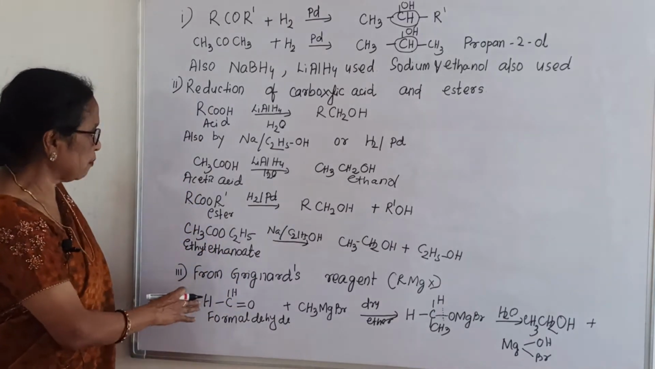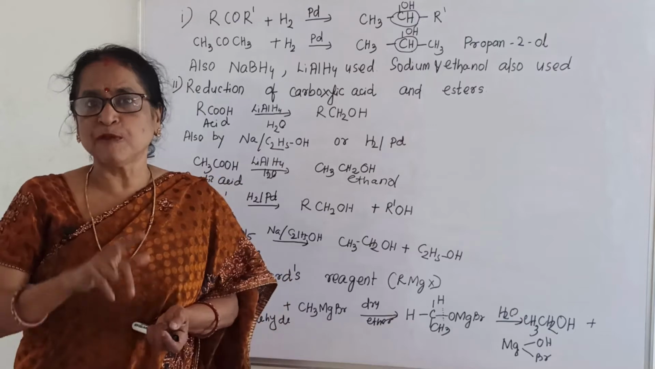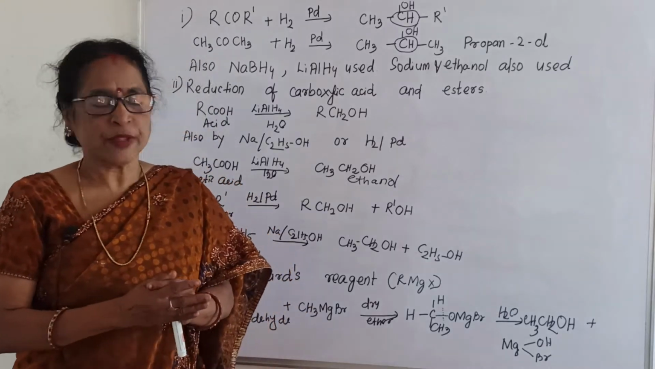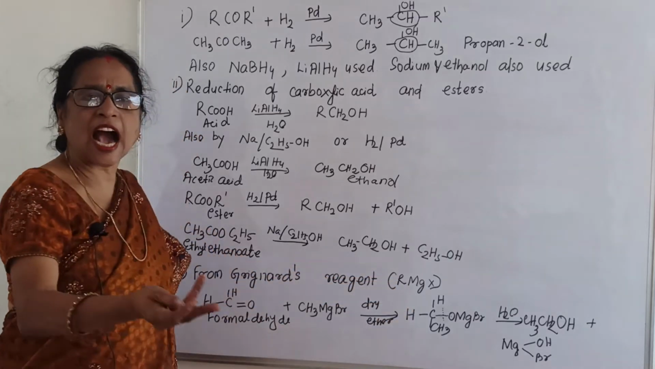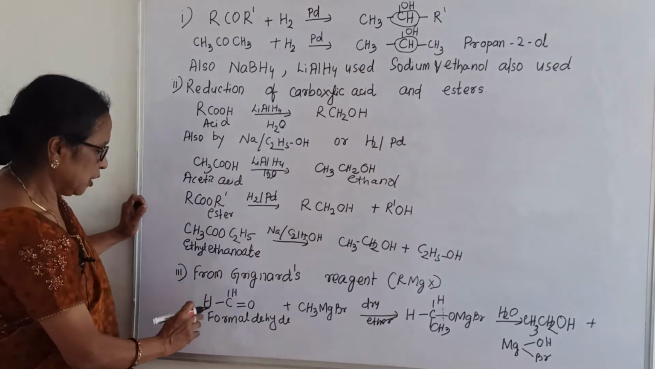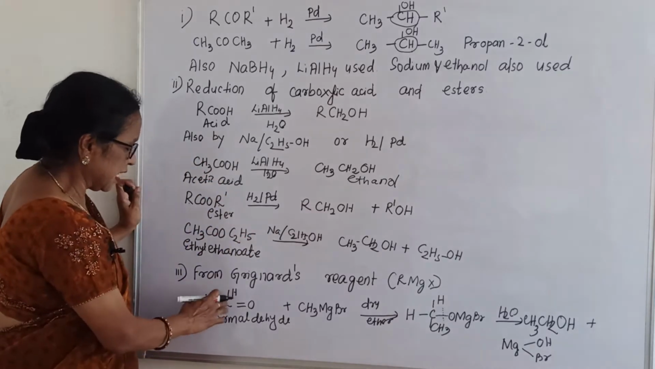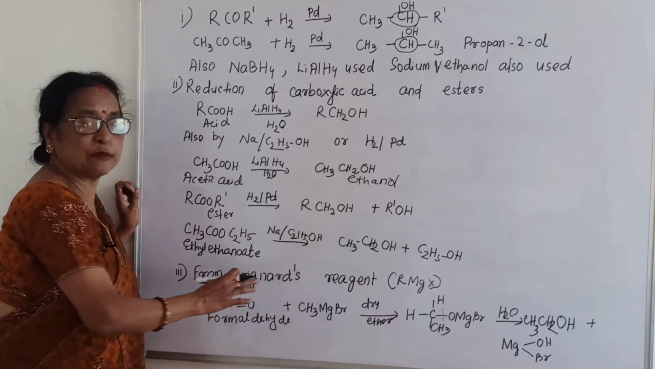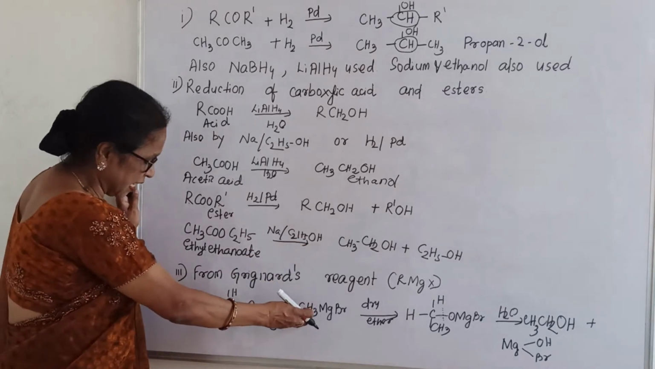Now the third point, from Grignard's reagent. What is meant by Grignard's reagent? RMgX. What is R? That is an alkyl group. What is X? That is a halogen atom. So RMgX, you can take bromide also, important. R means you take CH3 as methyl, C2H5 as ethyl. Now you can take formaldehyde. What is the formula of formaldehyde? HCHO, H-C double bond O. Formaldehyde reacts with CH3MgBr. That CH3MgBr means Grignard's reagent.